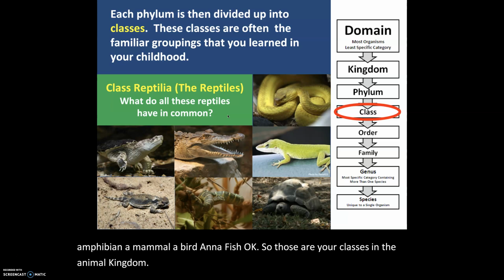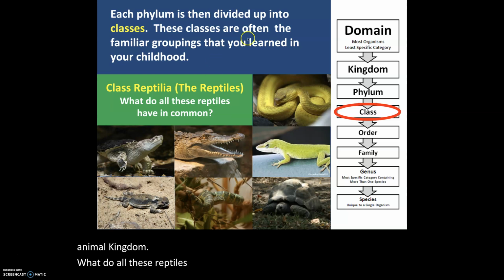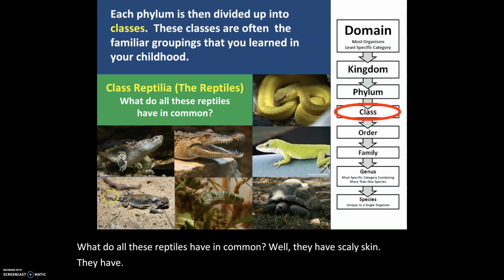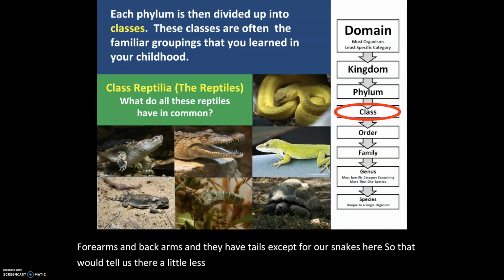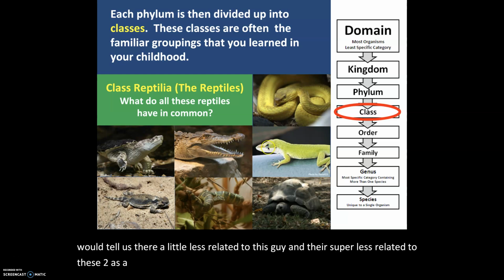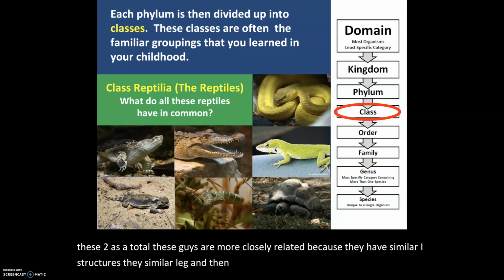So what do all these reptiles have in common? Well, they have scaly skin. They have forearms and back arms, and they have tails, except for our snakes here. So that would tell us they're a little less related to this guy, and they're super less related to these two as a total. These guys are more closely related because they have similar eye structures, they have similar legs, and then they both have that little ear hole right there.